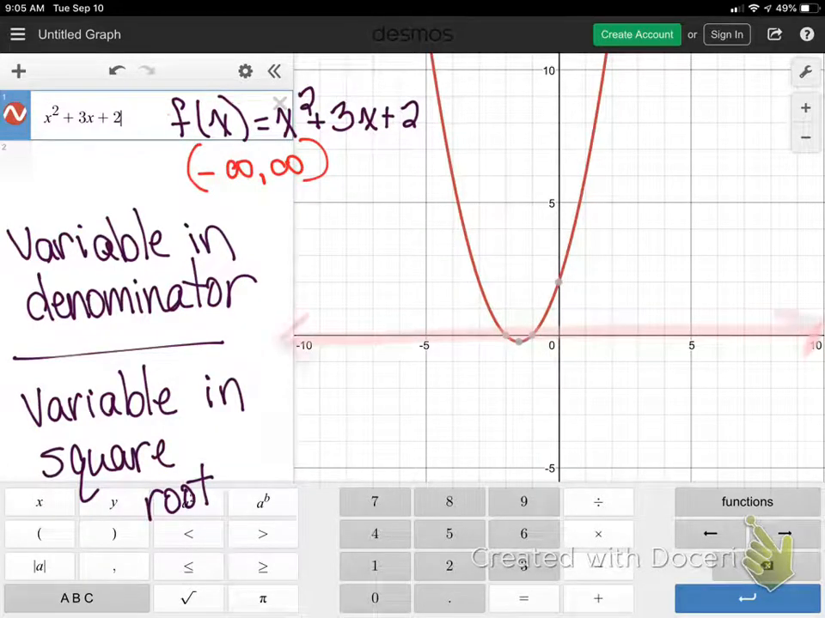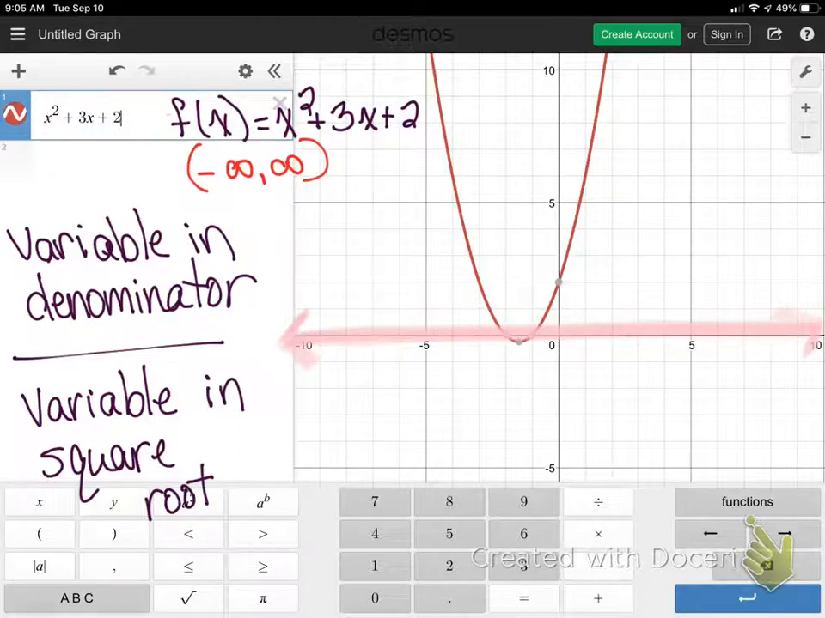And that is because I am looking at the x values. And my parabola keeps getting wider and wider as my x values get bigger or my x values get smaller. So the domain for all parabolas is always going to be negative infinity to infinity.